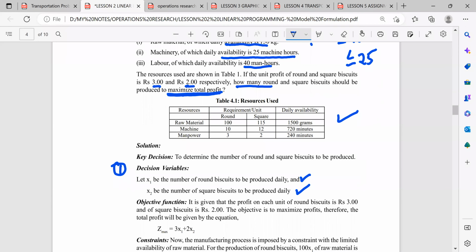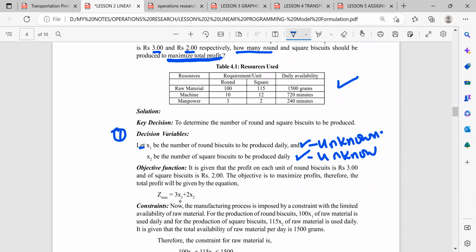So you let X1, or you can just call it X, be the number of round biscuits to be produced. That is unknown. These are unknowns, and they are the values that we are looking for. At the end of the day, we need to find their values. This is another unknown. You're calling X2 the number of square biscuits to be produced.